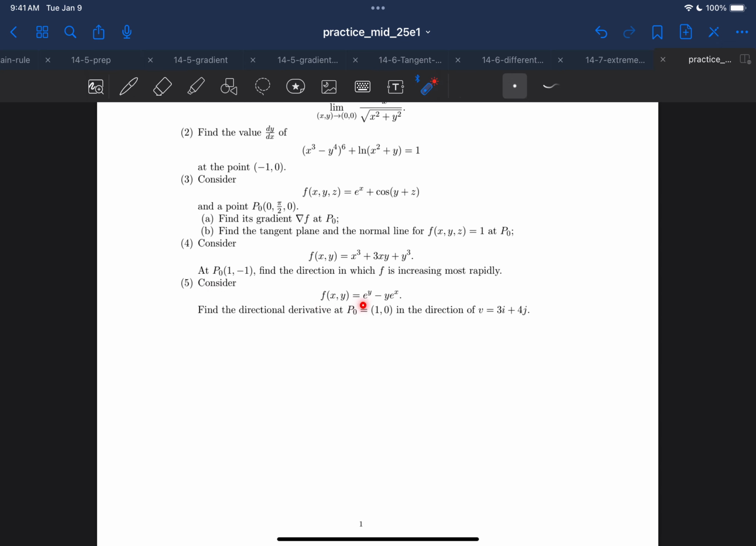Consider a two-variable function. Find the directional derivative at the given point in the direction of v equals 3i plus 4j. Here the trap is that v is not directly given as a direction. It has length 5 because 3 squared plus 4 squared is 25.